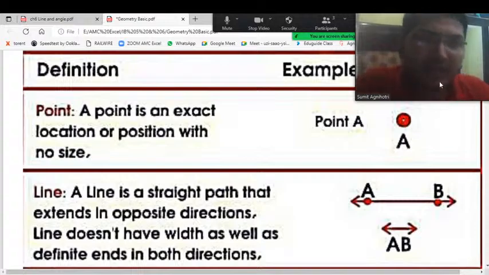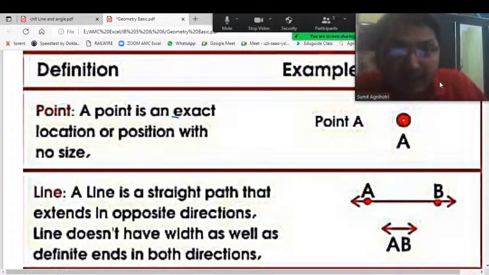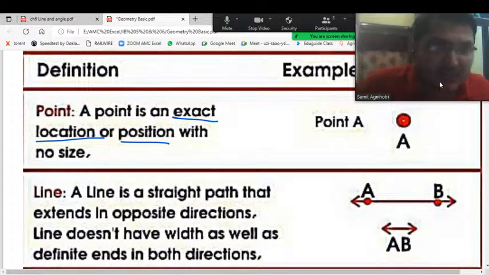I have just presented the definition here that you can write, or I will share this PDF, you don't worry about that. A point is an exact location or position with no size. In each and every point we have a particular position or location. That means a point has an exact position. Location and position both are the same thing.